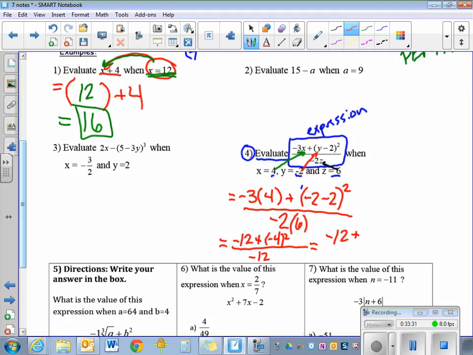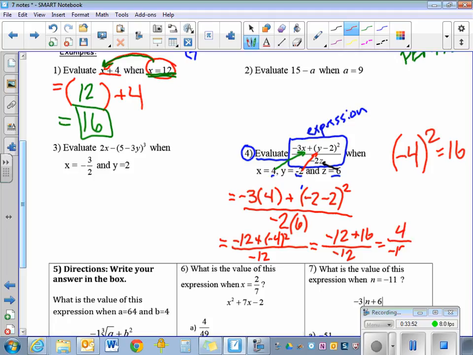Be careful with this in your calculator. When you put it in your calculator, make sure you use parentheses. And that should give you 16. So plus 16 over negative 12. Negative 12 plus 16, what does that give you? We get 4.